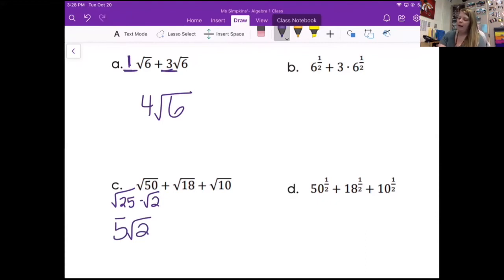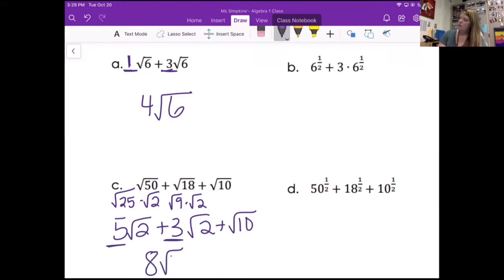18 can simplify into 9 and the square root of 2, so that would be 3 square root of 2. And 10 you cannot do anything with, because the factors of 10 are 1, 2, 5, and 10, and none of those are perfect squares. So then we can just add the 5 and the 3 to get 8 square root of 2, and then the square root of 10.